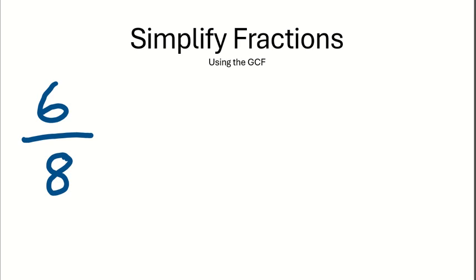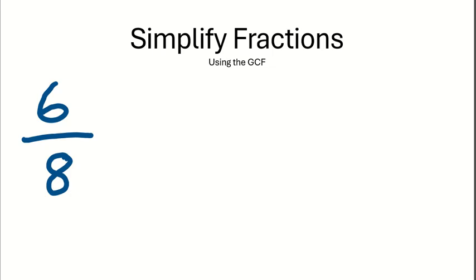Good day, everyone, and welcome to another edition of Simplifying Fractions using the GCF, also affectionately known as the greatest common factor. So what if we have a fraction like 6/8? Is that in simplest form? No, it is not, because there is a number greater than 1 that can divide evenly into the top and the bottom number. So how do we find the greatest common factor?